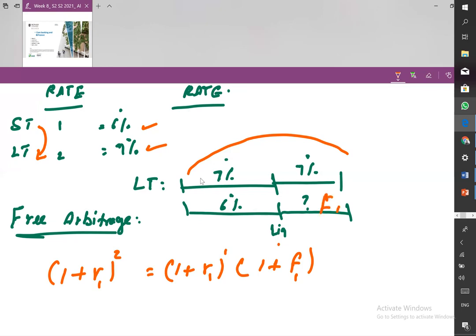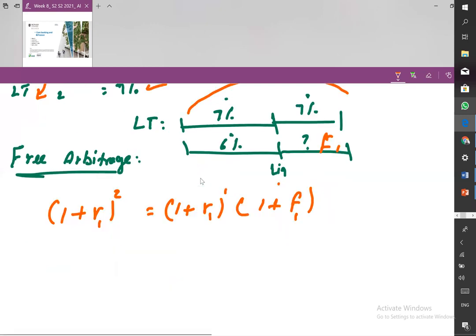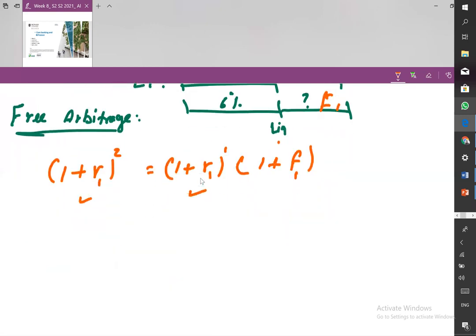If I can know that now, because I know this and I know this, I can know that 1 plus F1 is actually 1 plus R2 over 1 plus R1. And then I can calculate the F1 if I know this. This is the whole concept.